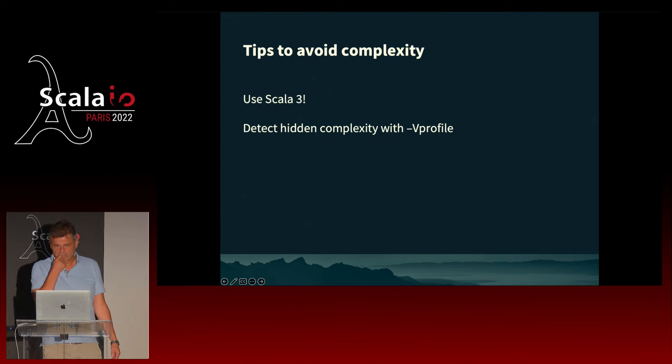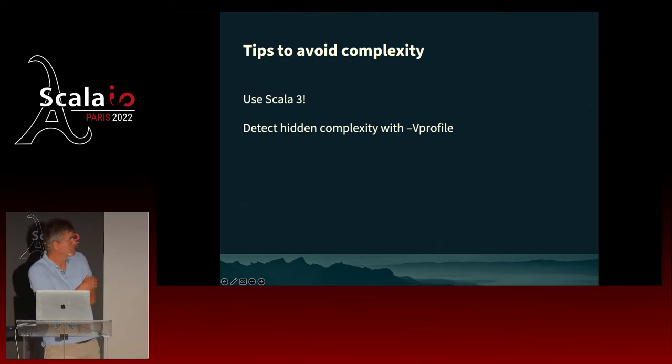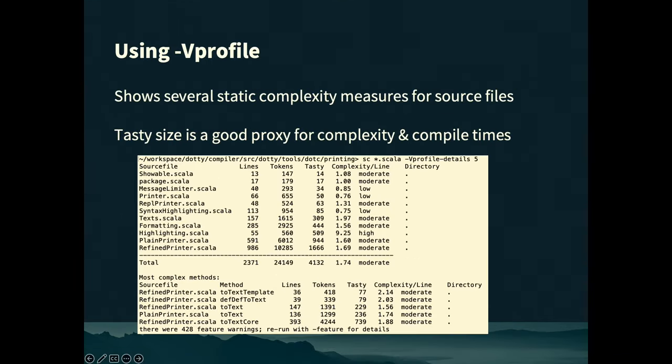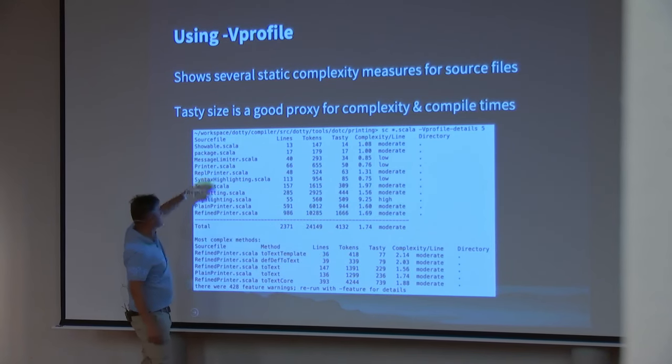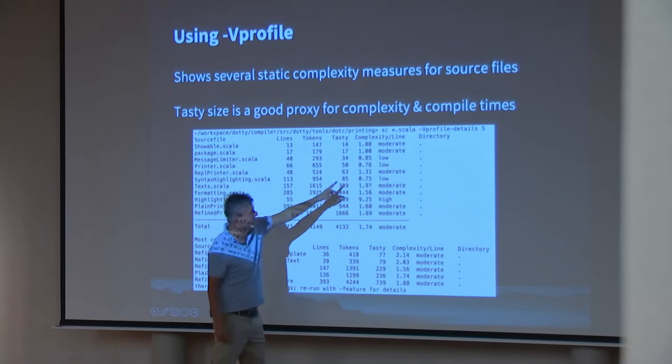So how can we avoid complexity? What are some of the tips that we could use to make a better job of keeping things simple? So I think the first thing is use Scala 3. That's definitely a great start. Another thing that I want to advertise here is a nice little option for the compiler called -Vprofile. You either write -Vprofile or -Vprofile-details, and that gives you essentially the compiled files and some metrics for the compiled files. In particular, there's a complexity matrix.